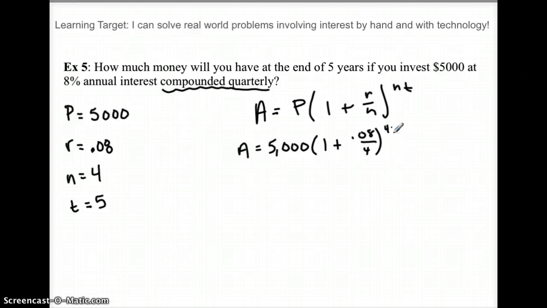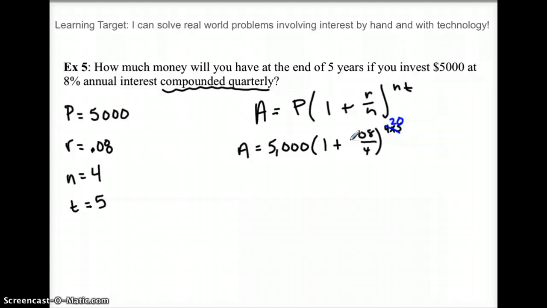So 4 times 5. One thing that might be helpful when you're getting ready to type it in your calculator, just figure out what is 4 times 5. That's simply 20. Okay, so here's how I do this in my calculator. I first start in the parentheses. I follow PEMDAS. So I do 1 plus 0.08 divided by 4, and I hit enter. And in this case, I get 1.02 if you're following along.